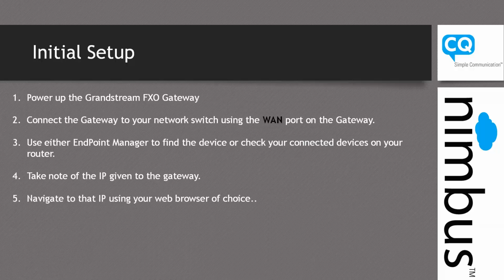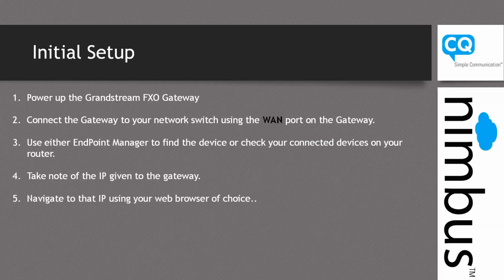Endpoint Manager can help you find it. That's the easiest. If you don't have Endpoint Manager, then you can just take a look at your router, look at devices connected, and then based on a MAC address, which is on the bottom of the gateway, you can match it up and figure out what the IP address of that gateway is. Once you know that IP address, take note of it, either write it down or copy it, and then navigate to that IP address from your web browser of choice, and there we will begin our initial programming.